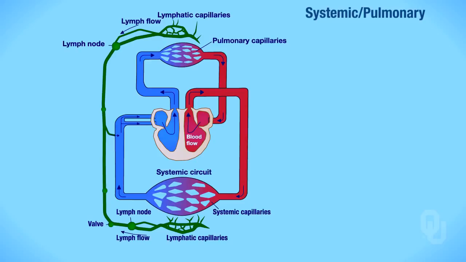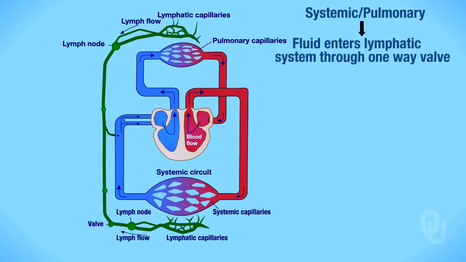Okay, the fluid leaves the capillaries and enters into the lymphatic system. Again, this is happening simultaneously from the systemic and pulmonary capillaries. In order for that fluid to get into the lymphatic system, it has to pass through a valve. The high pressure of the fluid from the capillaries pushes the valve open. This is a one-way valve.